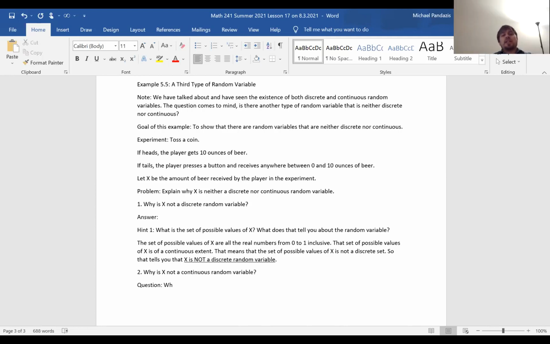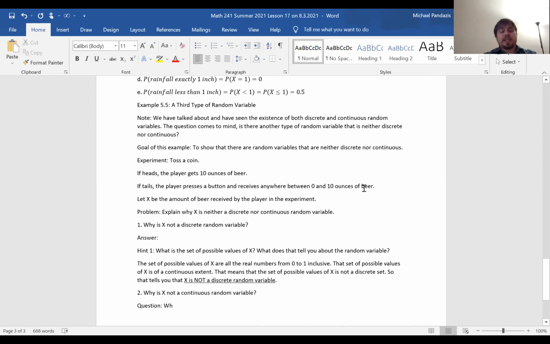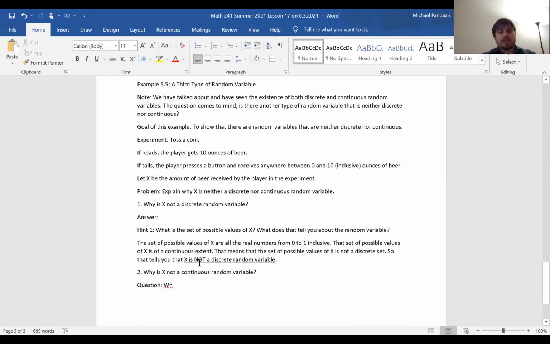Well, we're close. Probability of heads is 1/2, right? So in the experiment, if you flip heads, the player gets 10 ounces of beer. Now, if you flip tails, the player presses a button and receives anywhere between 0 and 10 ounces of beer. I was saying inclusive, so I'm including 0 and 10 as possible values. So if you press the button, you could get 0, you could get 10, you get somewhere in between. So you still have a chance at getting 10 ounces from tails.